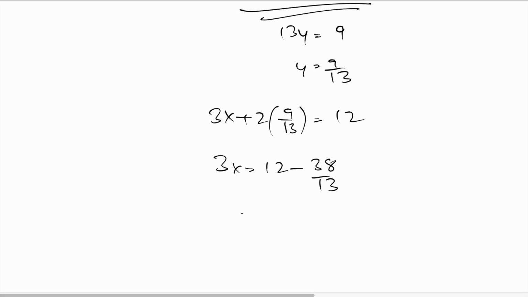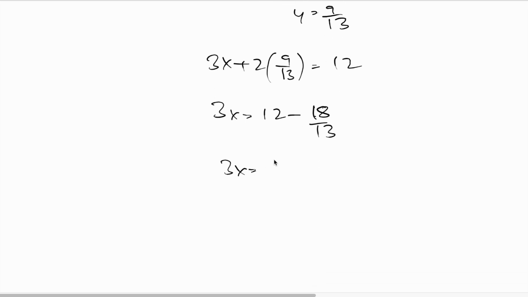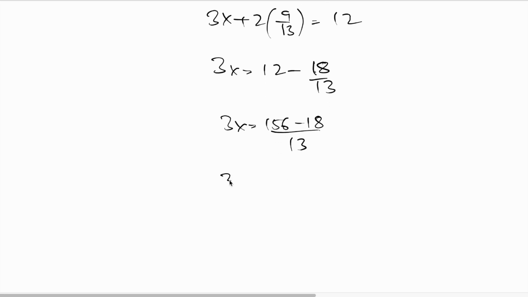Sorry, 9 twos are 18. So 12 minus 18 over 13. So 3x equals 12 into 13, which is 156. So 156 minus 18 over 13. So 3x equals 156 minus 18 is 138. So this is 138 over 13.